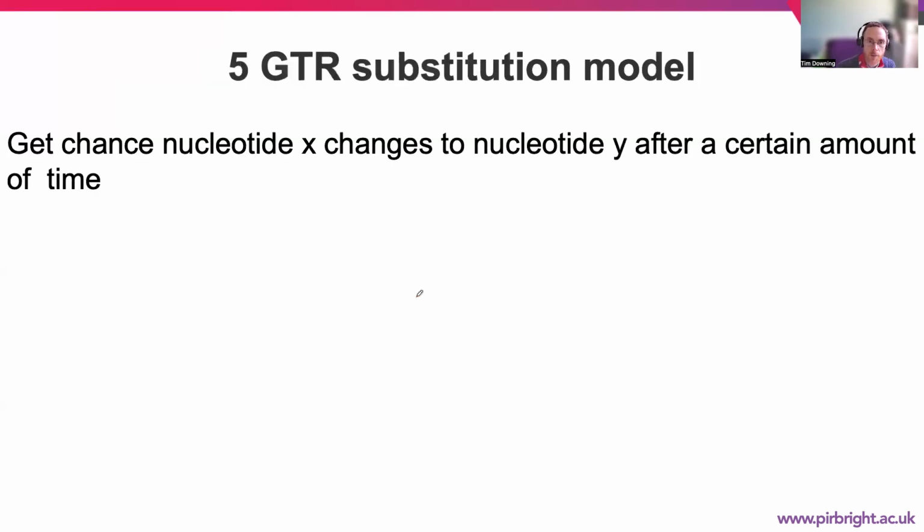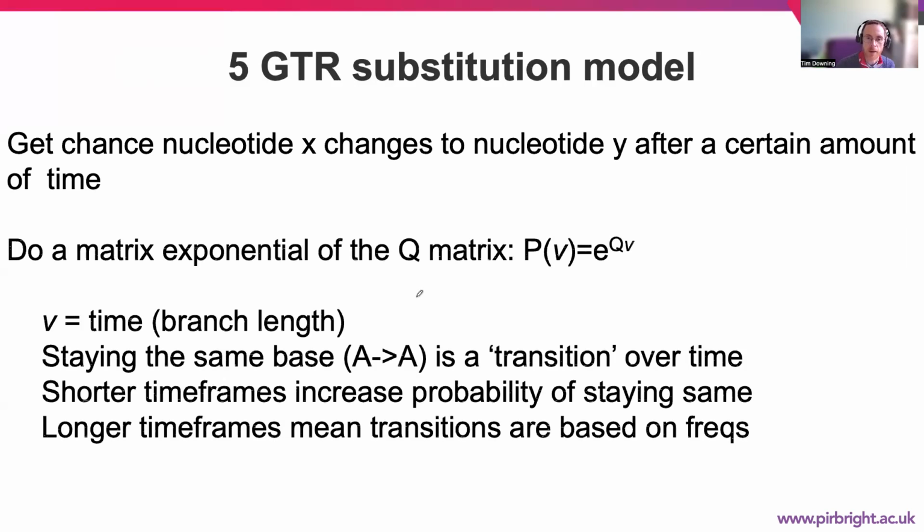So we can look at the chance of certain nucleotide changes over time, and we can estimate that by scaling the Q matrix by this formula, where the branch length b is formed as an exponential. That includes things like modeling that an A to A change, which is the same base, is actually a transition over time. So shorter time frames increase the probability that it'll stay in the same state, whereas longer time frames mean transitions are based on the frequencies observed.